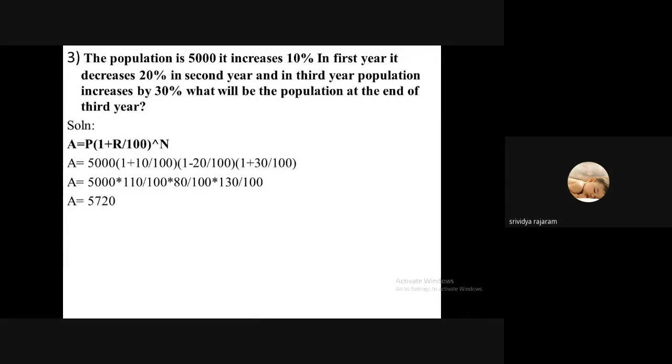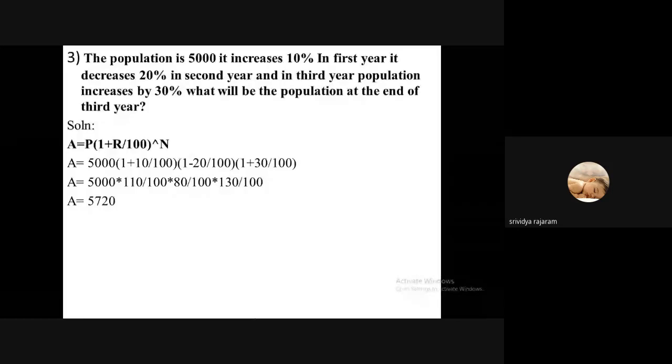So we are going to use a mixture of formula. So one thing is clear that we are going to use the after n years formula only, because at the end of third year means after first year, after second year, so after third year. So after n years is the formula we are going to use, but the mixture of rates we are going to apply in this formula. So initial amount P is given as 5,000.